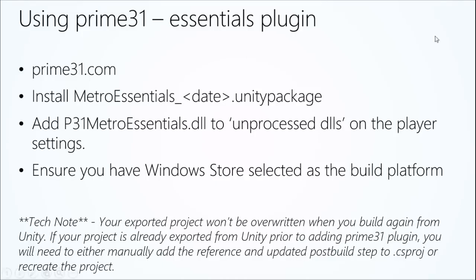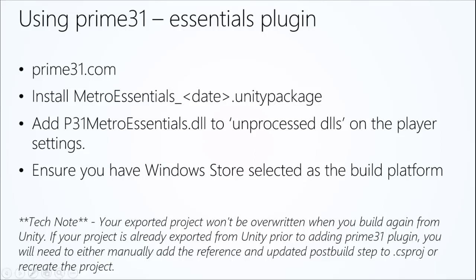Okay. So in this case, it's slightly different. We need to do this one as well. P31 Metro Essentials DLL, and we'll look at that inside of Unity to see what that looks like. And ensure you have Windows Store selected as what you're building to. This does not run in the editor. This is meant for when you do your actual build because this calls into a platform-specific API.